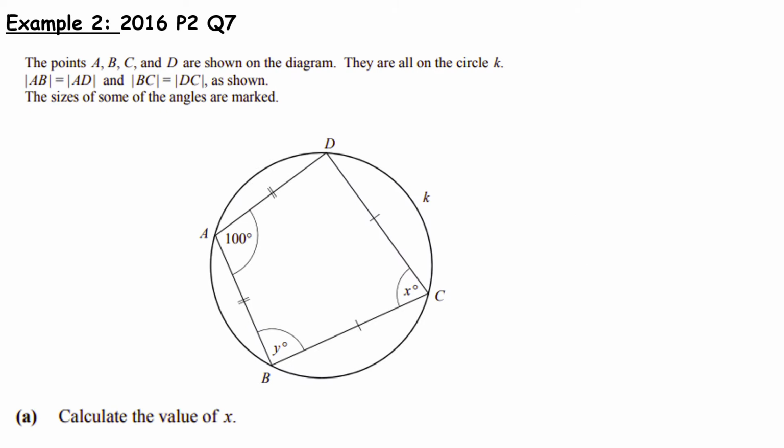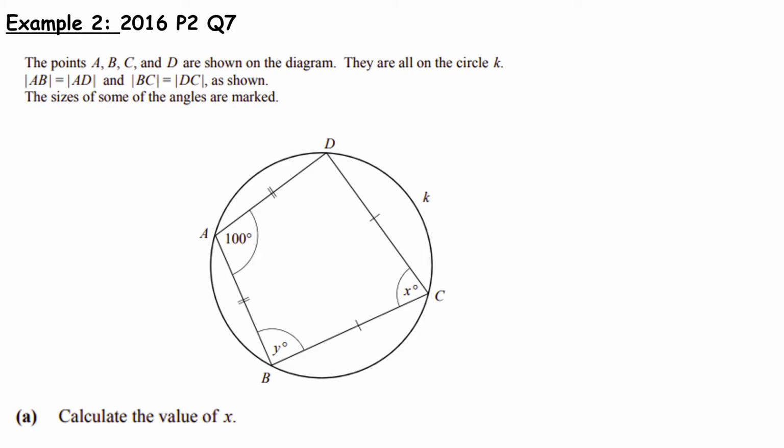Example 2. This is from the 2016 paper 2, and it's question 7. It tells us that the points A, B, C, D are shown on the diagram. They are all on the circle K. It tells us the length of AB is equal to the length of AD, which is given to us on the diagram, and the length of BC is equal to the length of DC, which again is given on the diagram. So effectively what we have here is another kite. The size of some of the angles are marked. Calculate the value of X.